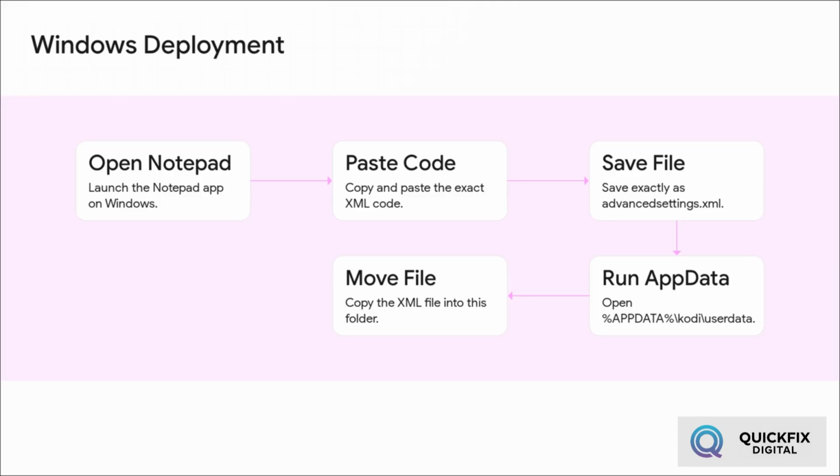First, just open up your standard Notepad app. Easy enough. Second, copy and paste that exact block of XML code we were just talking about. Third, and listen, this is absolutely critical, so do not skip this.